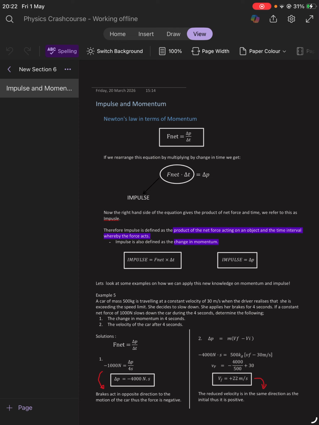Do not forget that velocity is a vector quantity. Momentum is a vector quantity, meaning that the velocity value that we are going to get must have direction. The direction is positive 22 meters per second, meaning that it is still in the same direction the car was traveling. It is still continuing in the same direction, but now instead of 30 meters per second, it's moving at 22 meters per second.